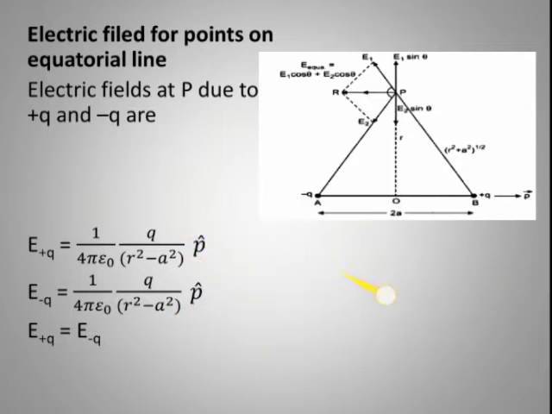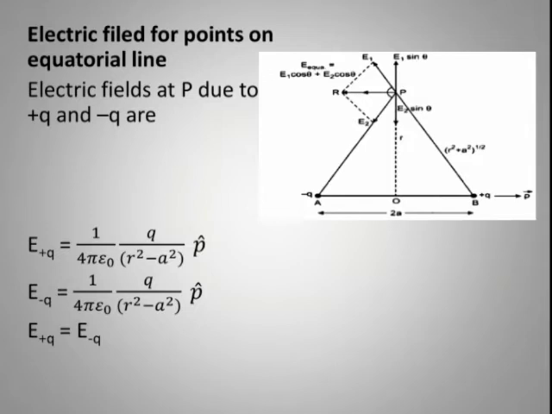Half into 2, so this 2 and this 2 are cancelled, and that is why you do not have any powers over here. And again I'm telling you, the distance of this one is r square plus a square.